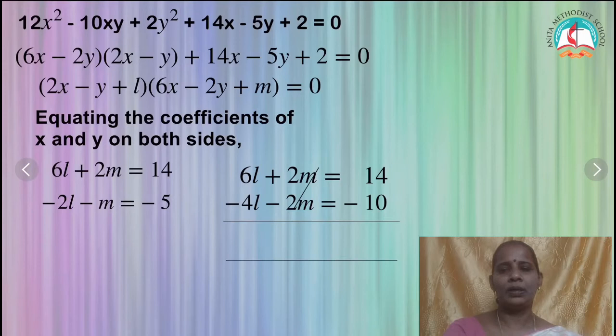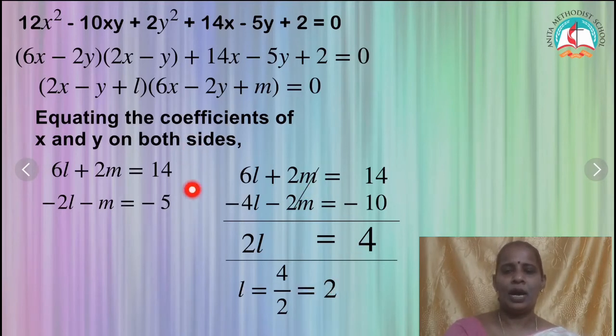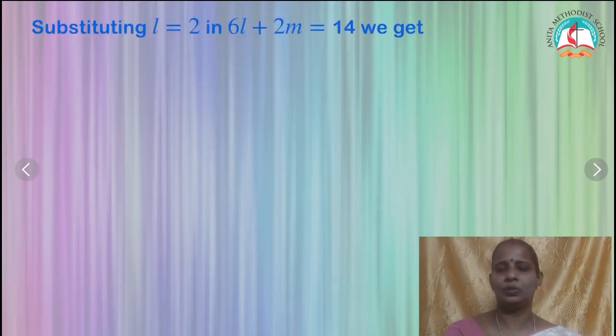So 6L minus 4L is what? 2L. 2L is equal to 4. Therefore the L value is 4 by 2, which is 2. We have found the L value now. I am going to substitute this value in any one of these two equations. I want to take the first one. If you want, you can take the second one also. Now substitute the value in this equation.